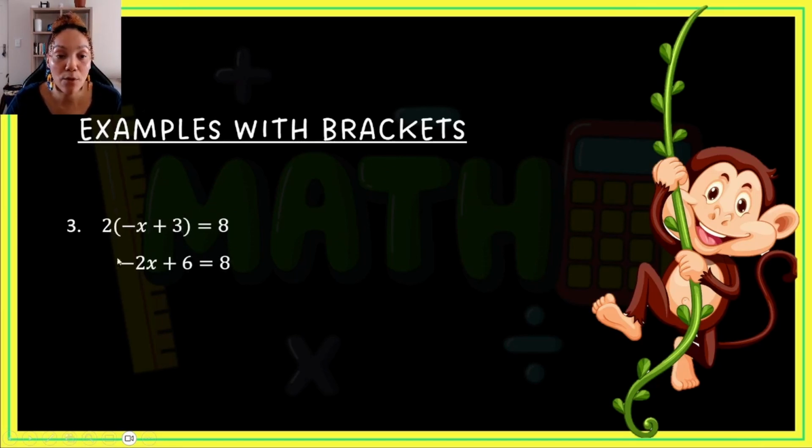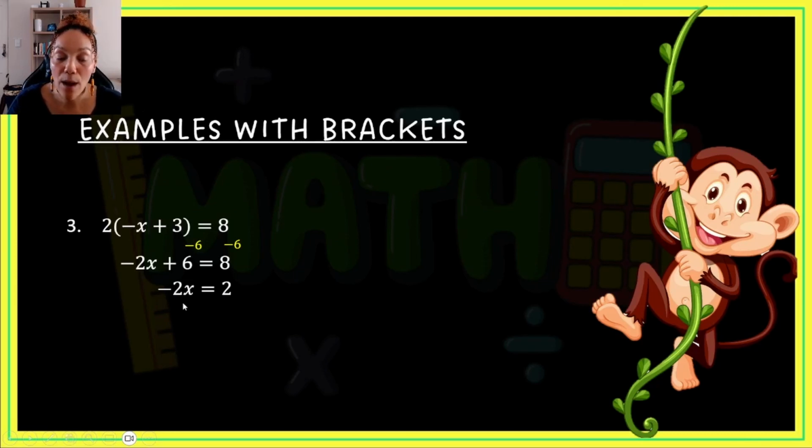So step number 1 was to get rid of the brackets, by saying 2 times negative x and 2 multiplied by 3. And that's how we got that answer. Now we want to get x by itself, so we need to get rid of the 6. And by getting rid of the 6, we subtract 6 on both sides. So on the left-hand side, the 6 is then gone. But on the right-hand side, we have 8 minus 6, which then gives me the 2.